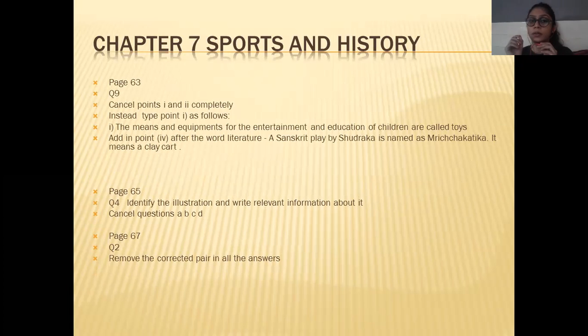Point 1 is going to be as follows. The means and equipments for the entertainment and education of children are called toys. Okay.